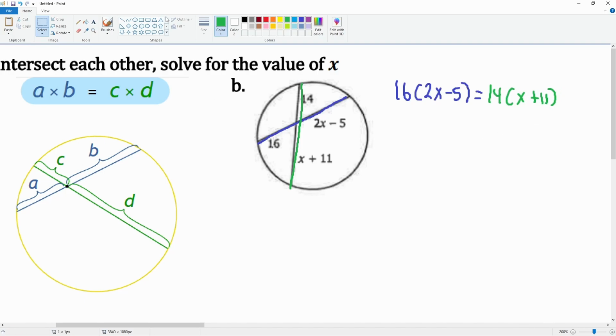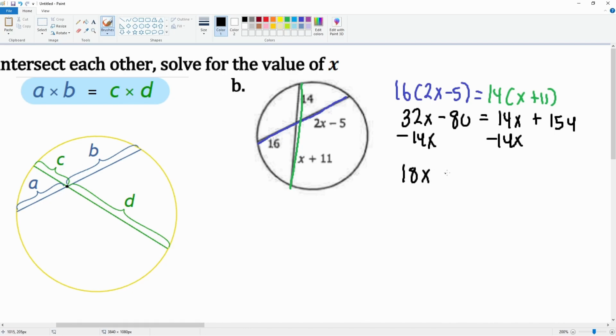Okay, so you just have to distribute here. This becomes 32x minus 16 times 5, negative 80, is equal to 14x plus 154. Okay, minus 14x from both sides. We get 18x minus 80 is equal to 154. Add 80 to both sides. 154 plus 80 gets you 234.